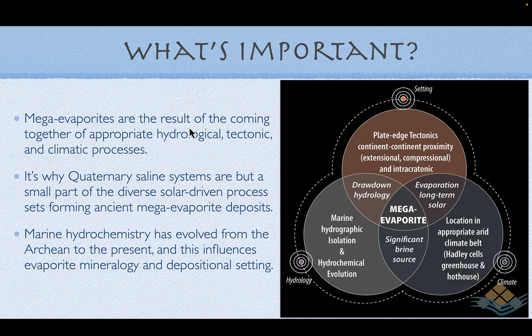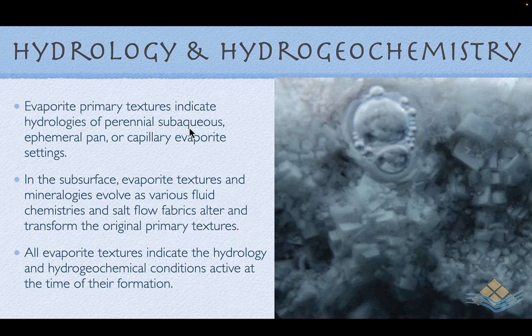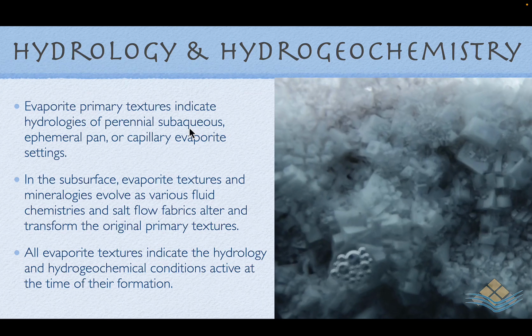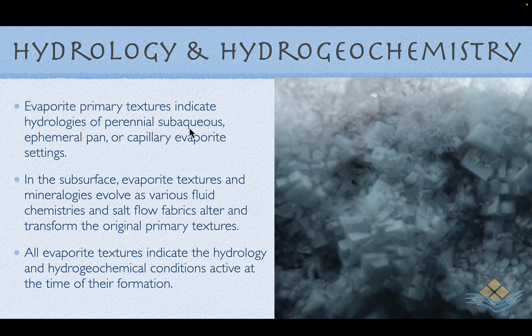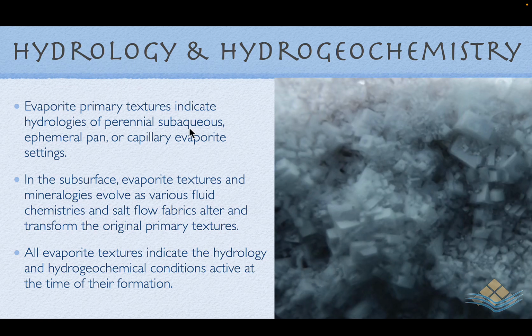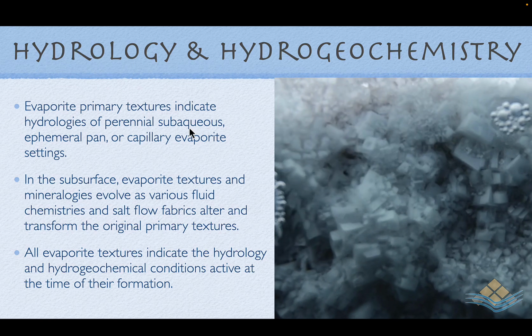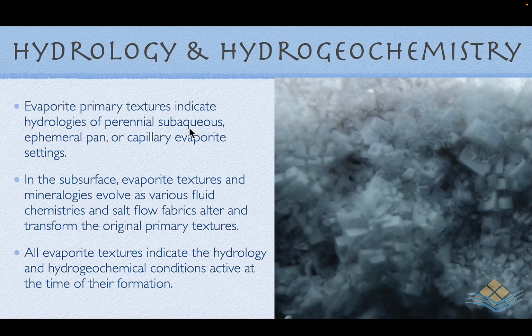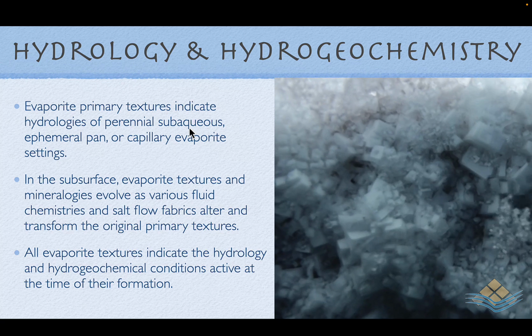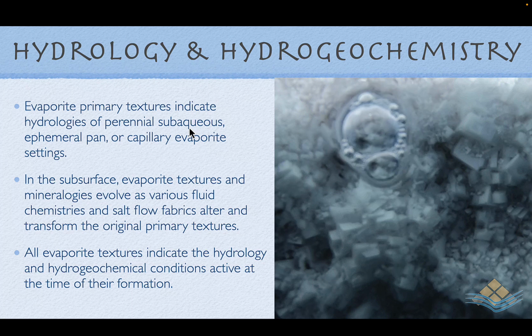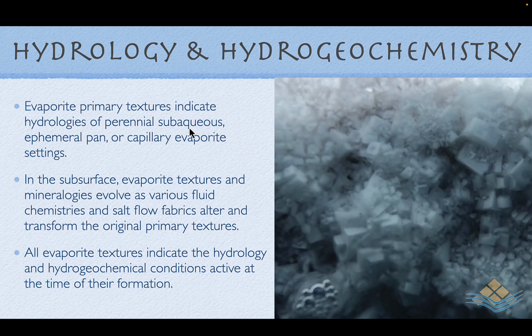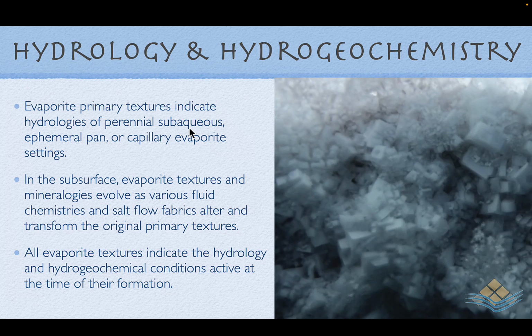They are sediments in their own right with their appropriate indications. So evaporites indicate, in terms of their primary textures, a varying combination of perennial subaqueous, ephemeral pan, or capillary evaporite settings. While in the subsurface, as the fluid chemistry evolves, evaporite textures and mineralogies evolve, and in some cases can flow into significant halokinetic structures.